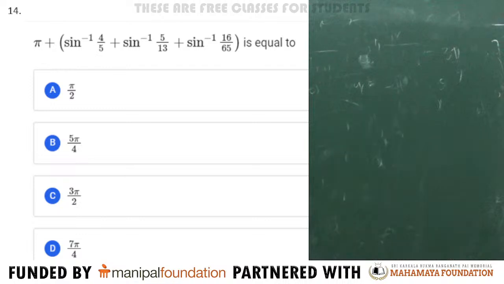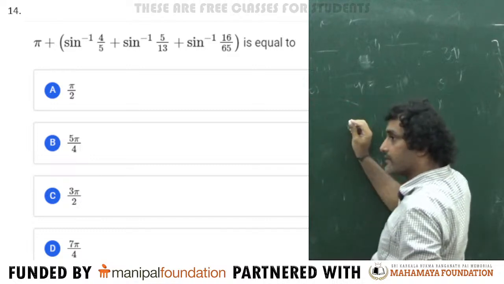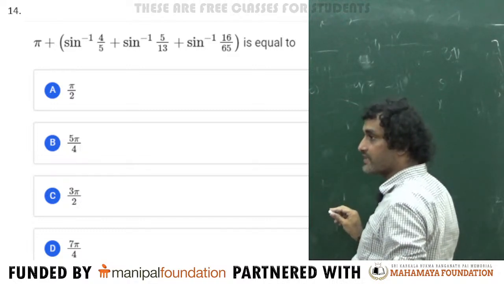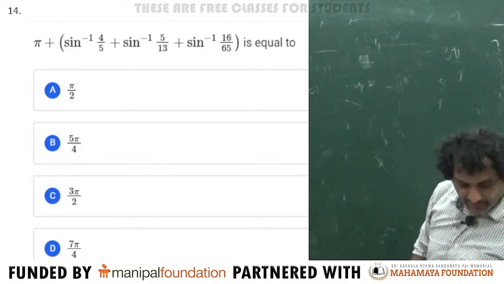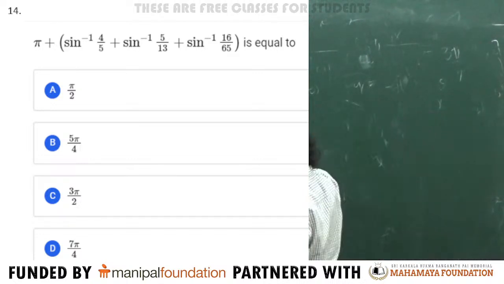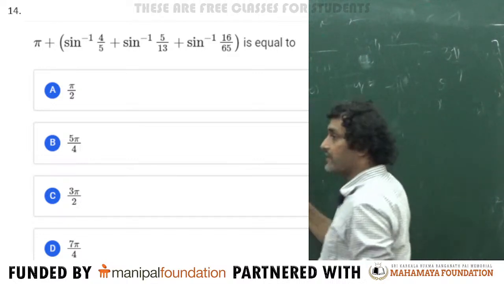Is the question sine inverse 4 by 5 plus sine inverse 5 by 13? We'll solve it first, okay? Sine inverse 4 by 5 plus sine inverse 5 by 13, is it? Yeah. So, do you know that sine inverse x plus sine inverse y, do you know the formula?